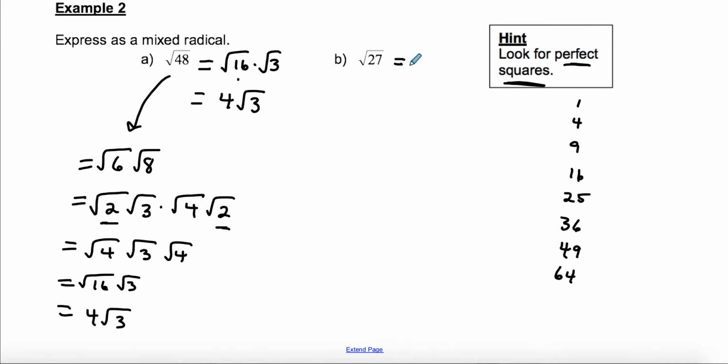So 27, I know, is 9 times 3. And so I know that I can find the square root of 9 exactly, which is 3. So my answer would be 3 root 3.